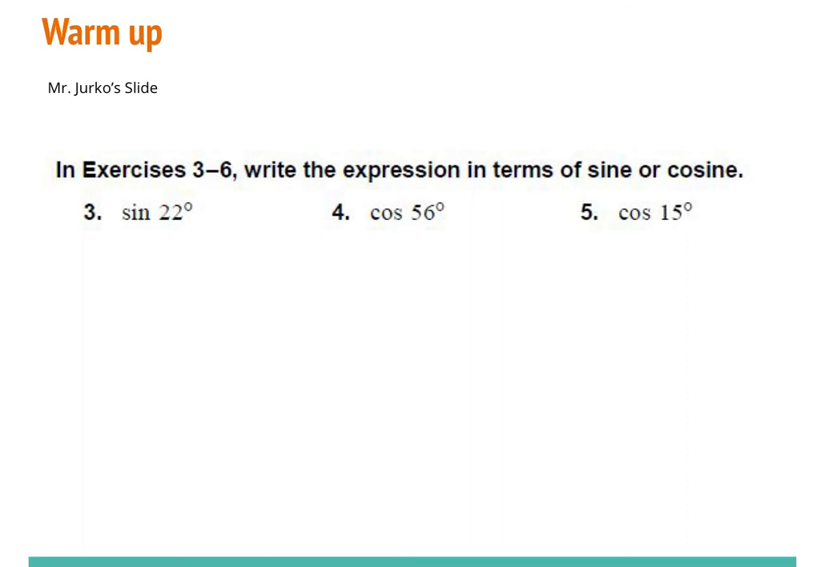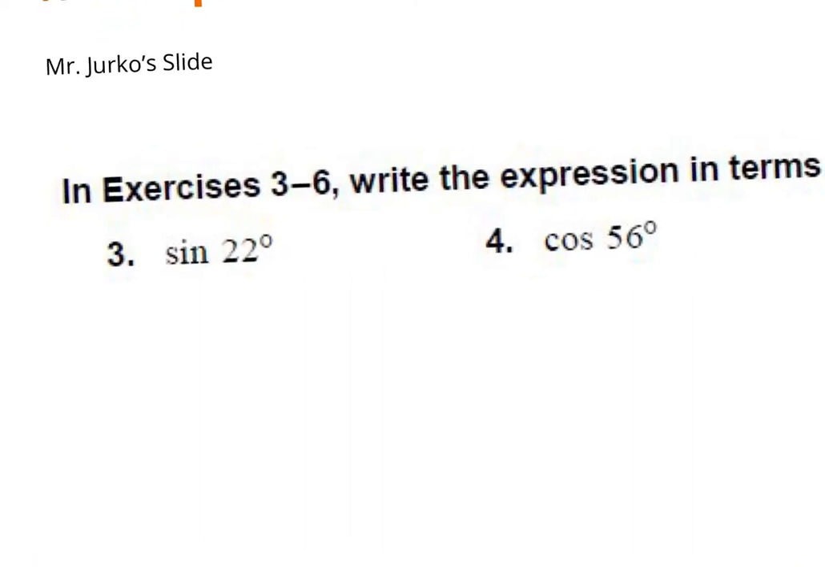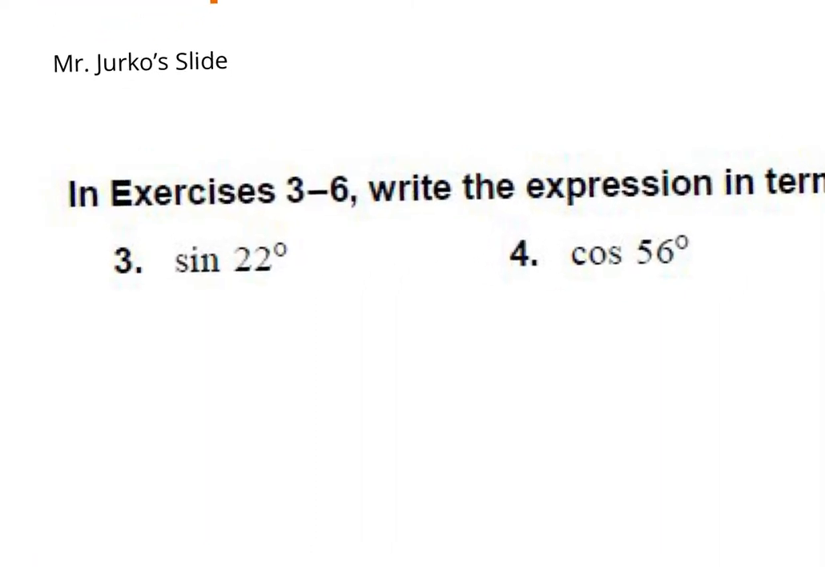Okay, people, let's go over the warm-up. So in exercises 3 through 6, write the expression in terms of sine or cosine. So we've got sine of 22 degrees. How would we write that in terms of cosine? Sebastian, go for it. Cosine of 90 minus 22. Which, when we take 90 minus 22, what do we get, Vinny?